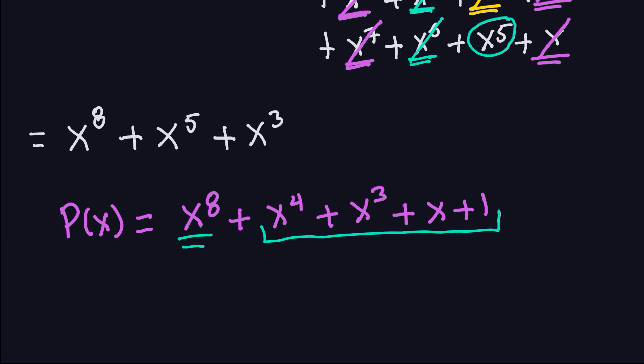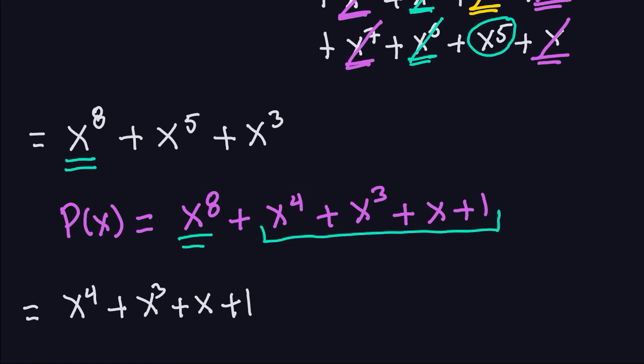So what I'm going to do is replace this x to the 8 that I have here by these powers that I have here. If I do that, then we can simplify this a little bit more. Let's replace that by this whole thing here. So I'm going to have an x to the 4th plus x cubed plus x plus 1. That whole thing was the x to the 8th.